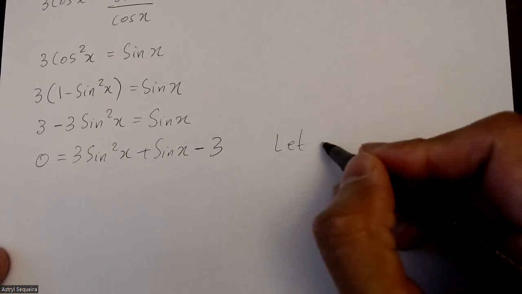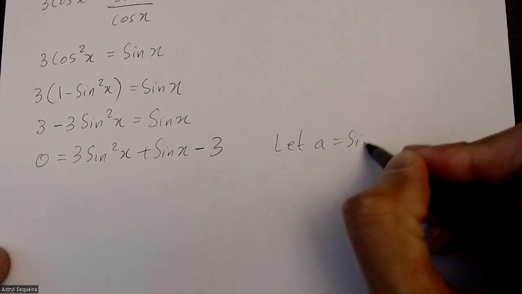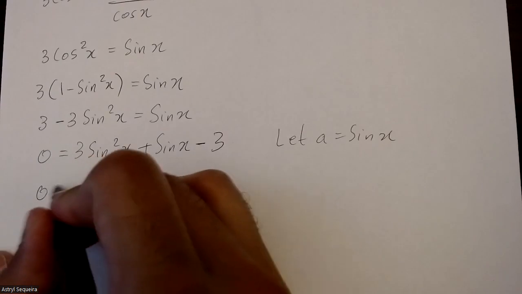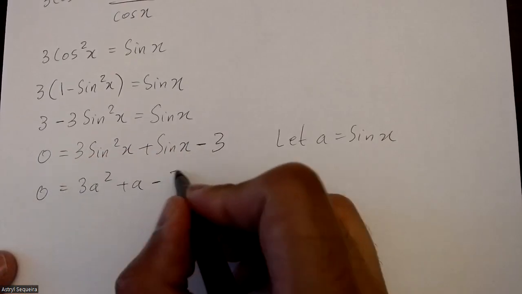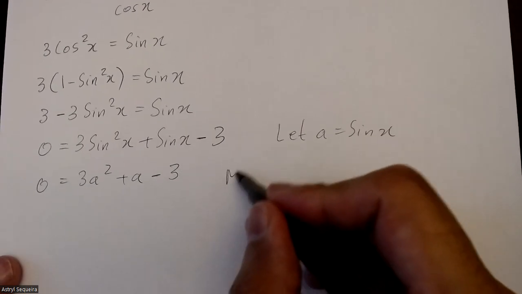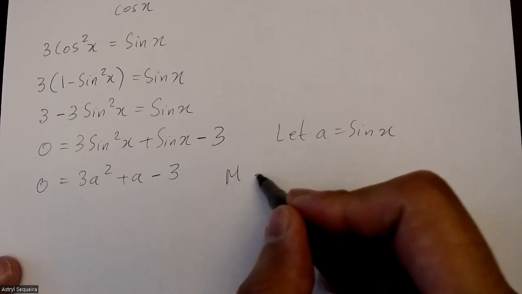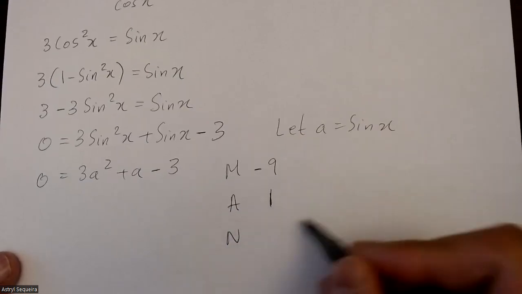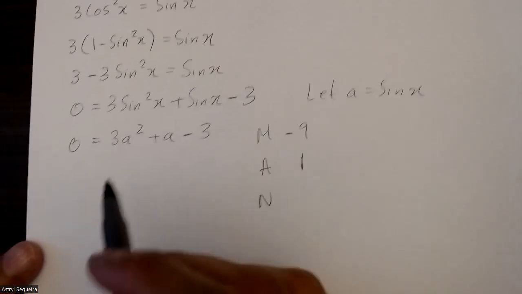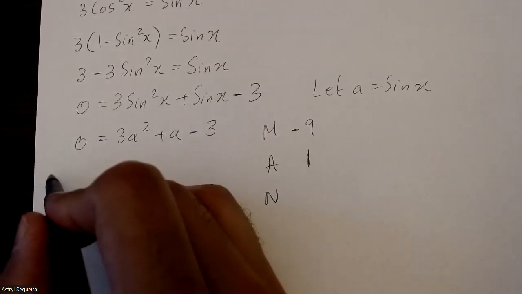To make it simpler, I'm going to let a equal to sine x. So 0 equals 3a squared plus a minus 3. Now, you can't actually factor this with the method because my m is -9 and my a is 1, and I cannot have any numbers that work over here. So we actually just have to use the quadratic formula over here.